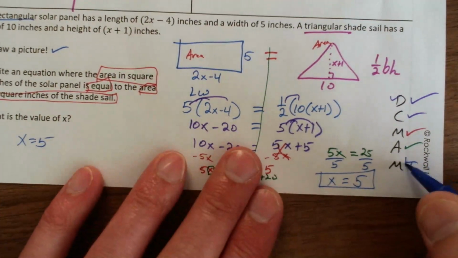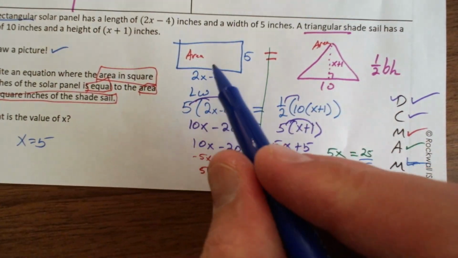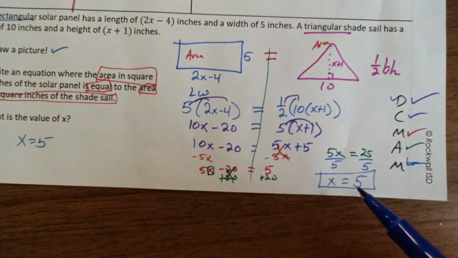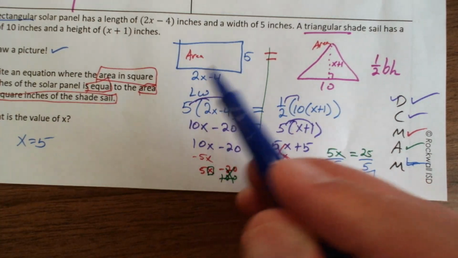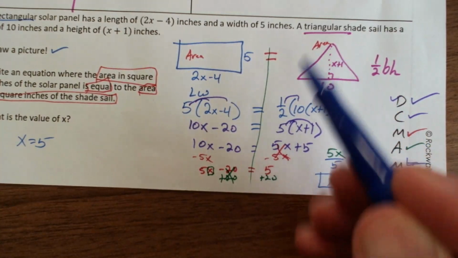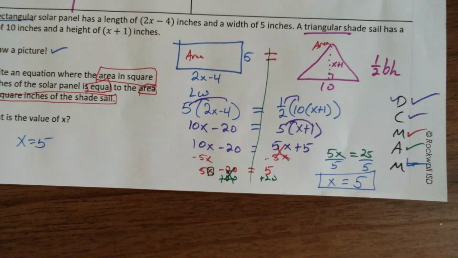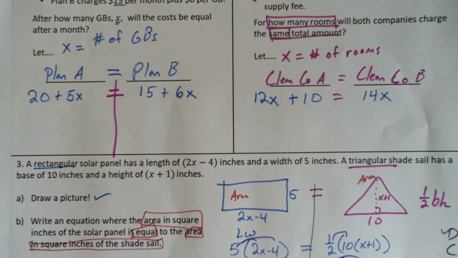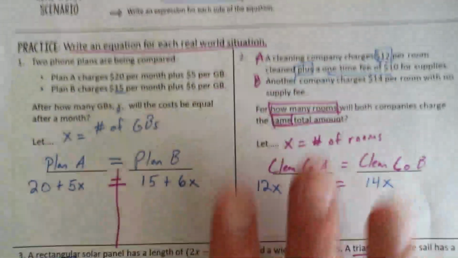So that means that when x is 5, the area of this matches the area of this. And that's our notes on how to break down real world problems and word problems.